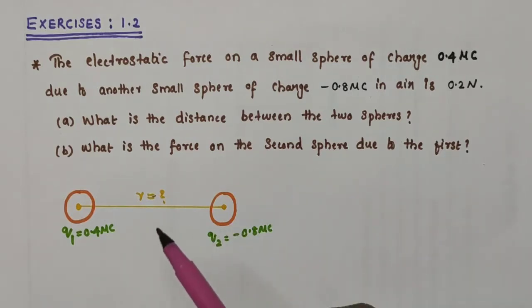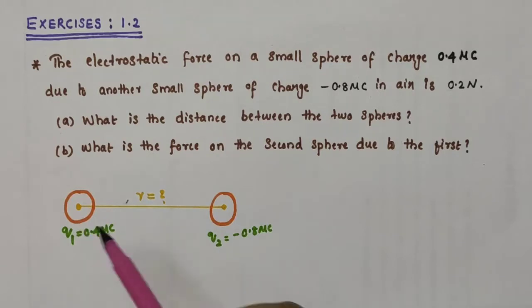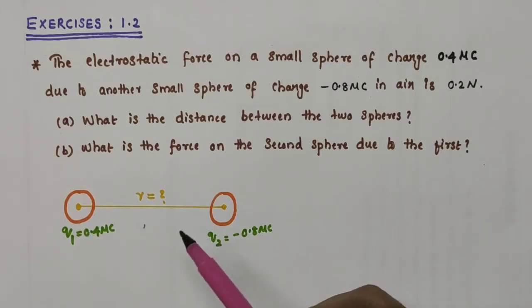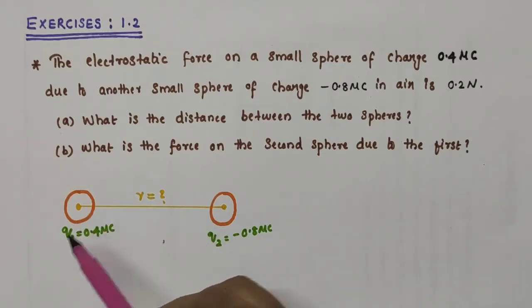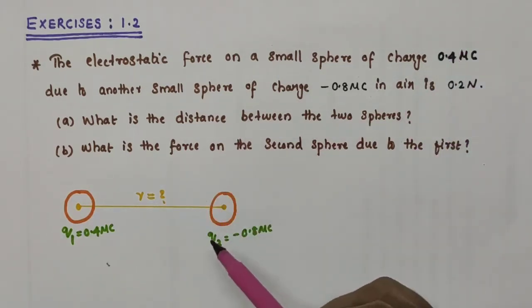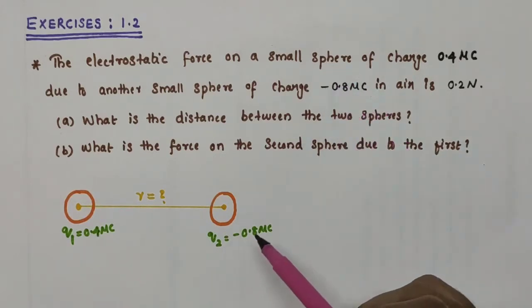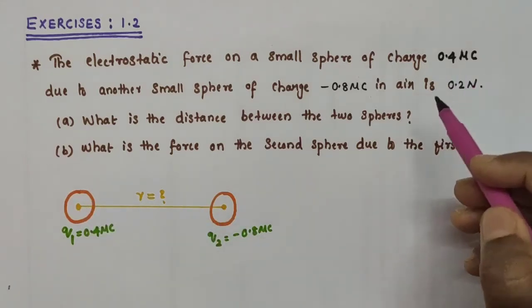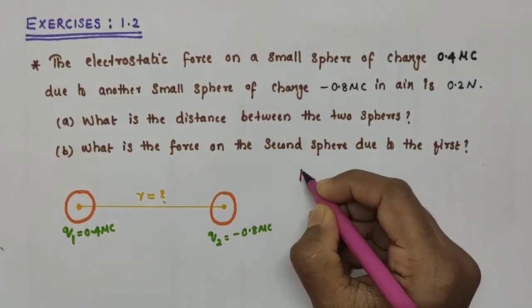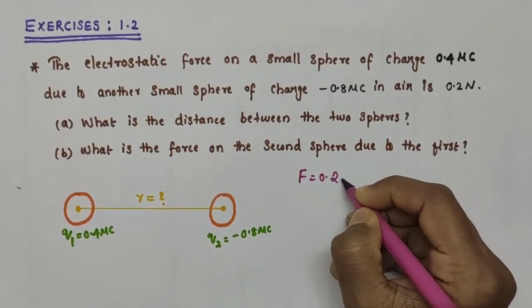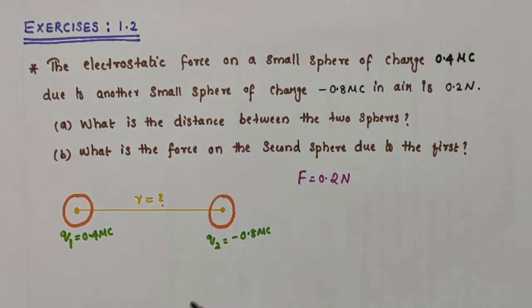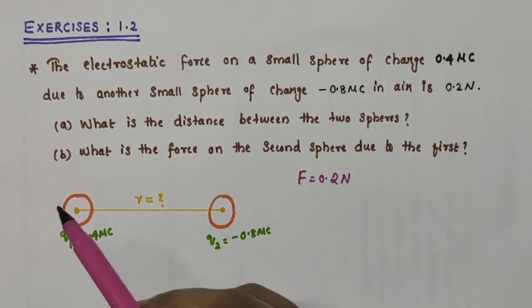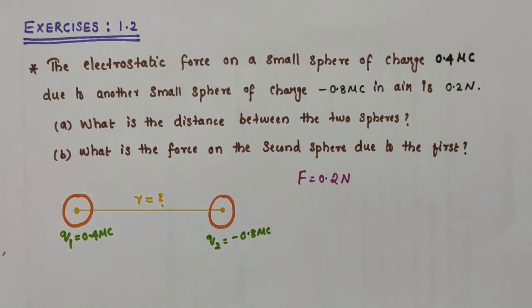So here you see we have two small charged spheres. I have taken the charge on the first sphere as Q1, which is equal to 0.4 microcoulomb, and the charge on the second sphere as Q2, which is equal to minus 0.8 microcoulomb. The force acting between these two charged spheres is given as 0.2 Newton, so F is equal to 0.2 Newton. Then I have taken the distance between these two spheres as small letter r.